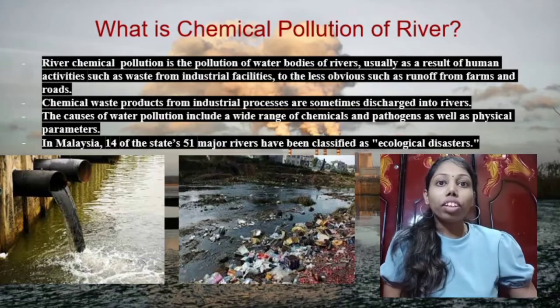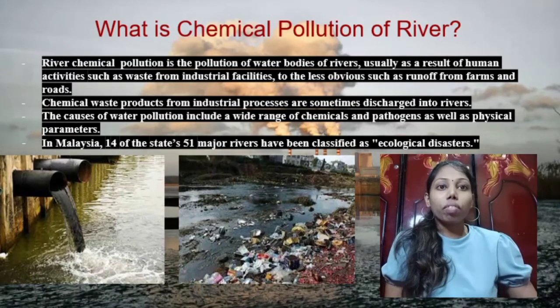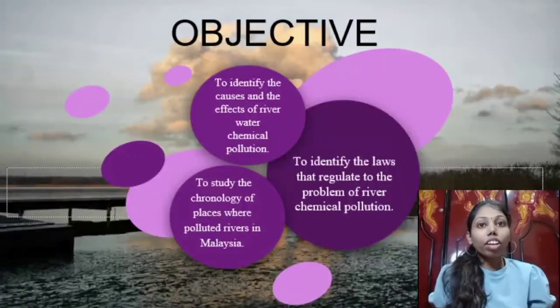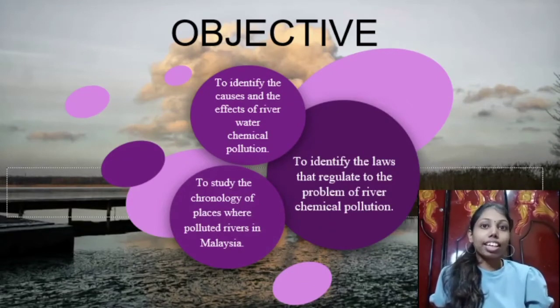In Malaysia, 14 of the states' 50 major rivers have been classified as ecological disasters. There are three objectives of this article review: first, to identify the causes and the effects of river water chemical pollution; second, to identify the laws that regulate the problem of river chemical pollution; and the last one is to study the chronology of places where polluted rivers are found in Malaysia.